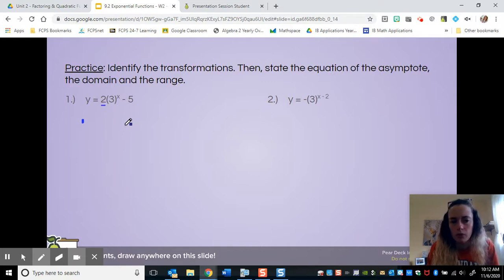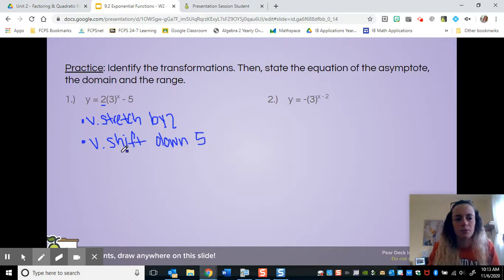I have that 2 out front, which remember we said when a is greater than 1, it will stretch the graph vertically. So I'm going to say vertical stretch by 2. I have a 3, but remember my base is not a transformation, so I'm not going to say anything about that 3. But I do have a -5 outside of the exponent. So that -5, since it's not in the exponent, is a vertical shift down, because it's negative, by 5.